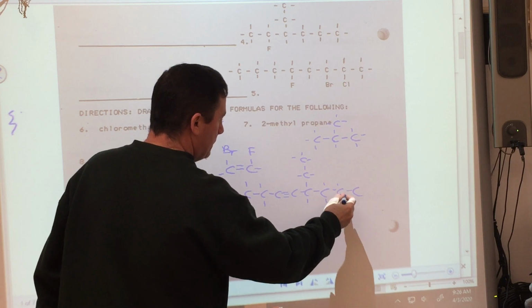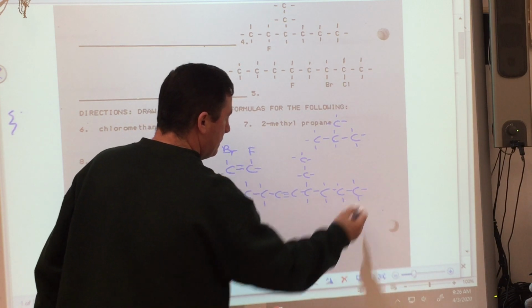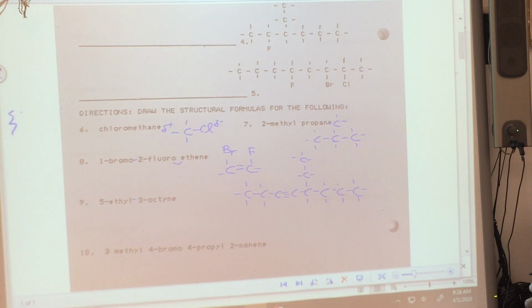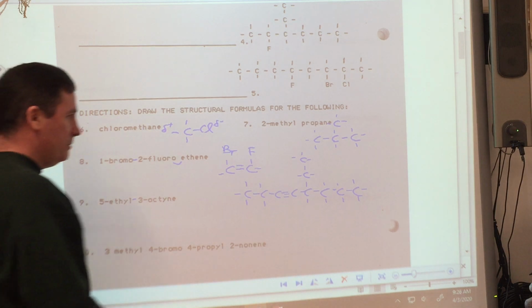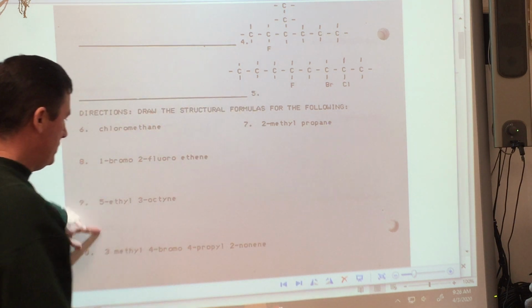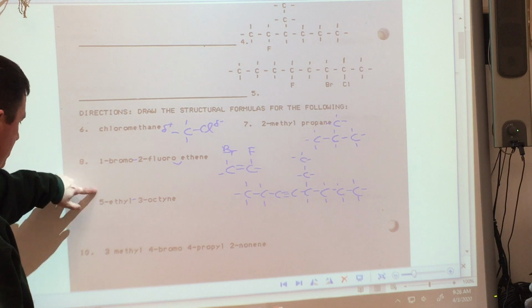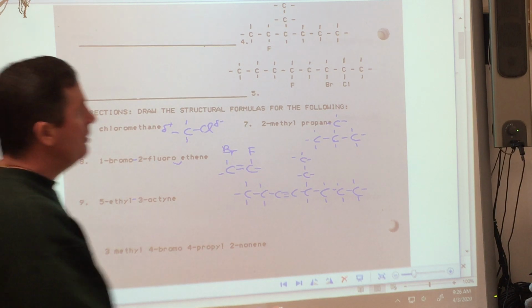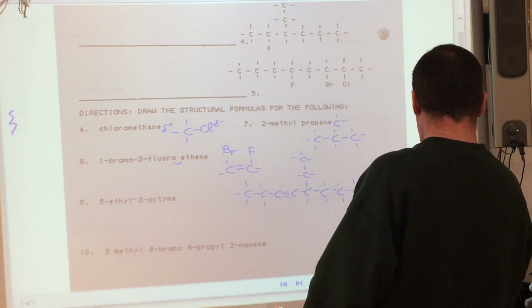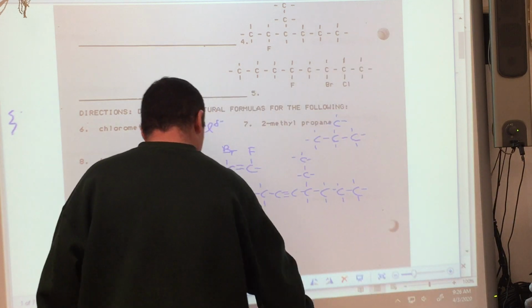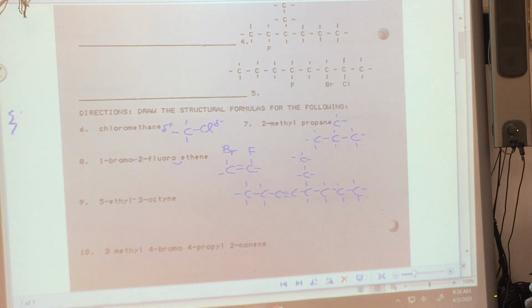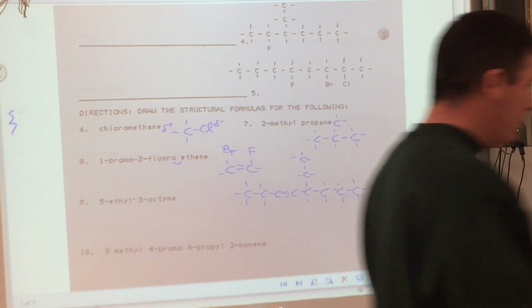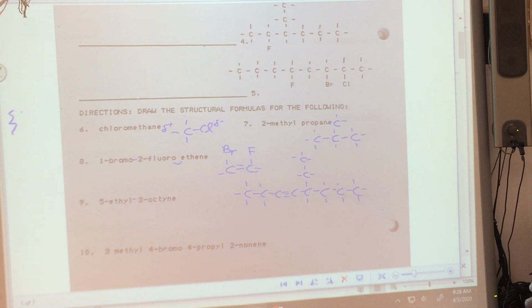And then there's that. Okay? Lastly, see if I can get any, nope. Can't get any higher here, hold on. That's it. Alright, so the last one is 3-methyl 4-bromo. That's a long one.